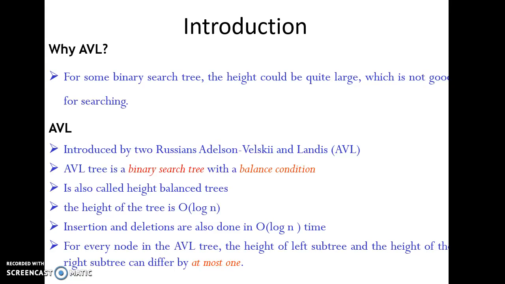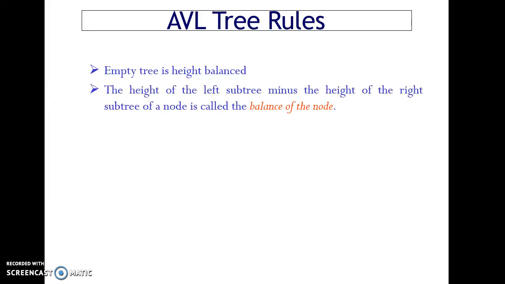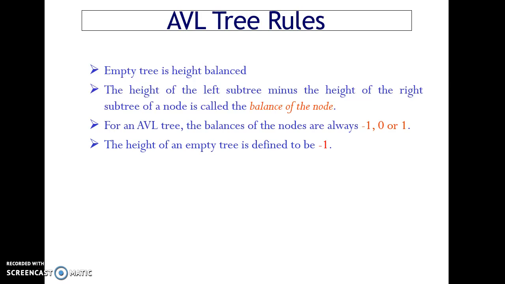For every node in the AVL tree, the height of the left subtree and the height of the right subtree can differ by at most 1. AVL tree rules. The empty tree is always height balanced. The height of the left subtree minus the height of the right subtree of the node is called the balance of the node. For an AVL tree, the balances of the nodes are always -1, 0 or 1. The height of an empty tree is defined to be -1.